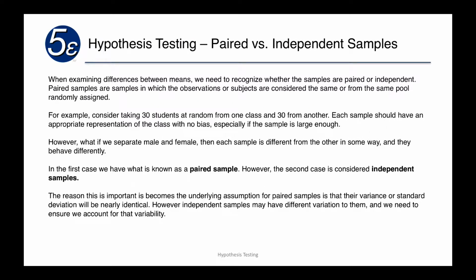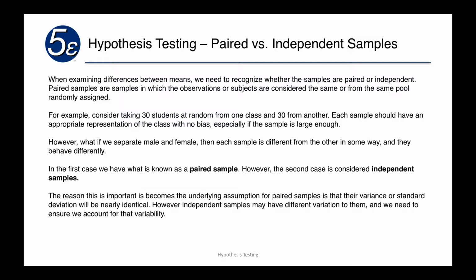Now, it's important to note that when we examine differences between means, we need to recognize whether the samples are paired or independent. Paired samples are samples in which the observations or subjects are considered to be the same or from the same pool, randomly assigned. So let's take an example. Consider we have 30 students at random from one class and 30 from another. Each sample should have an appropriate representation of the class with no bias, especially if the sample is large enough.